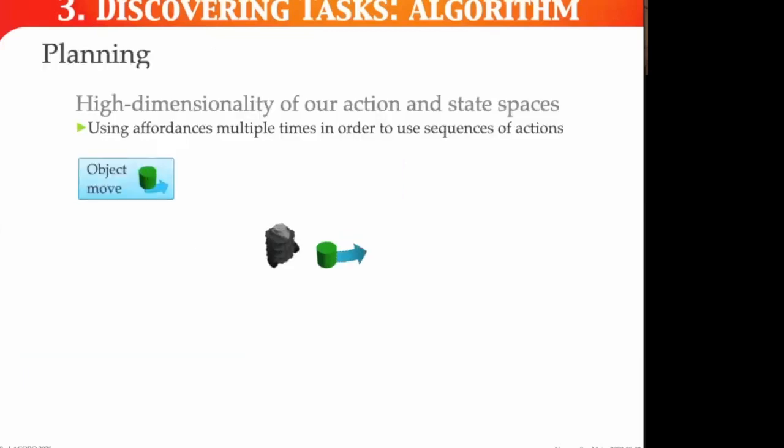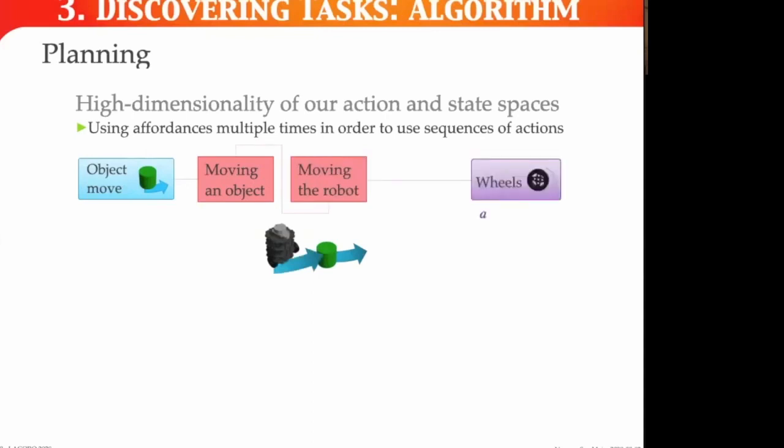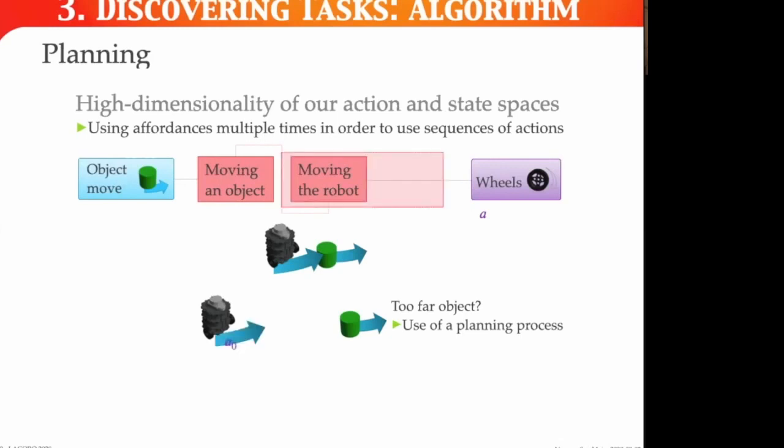It can also use affordances multiple times in order to use a sequence of actions. Let's say that, again, it wants to move an object. Then it uses the model moving an object, which uses the model moving the robot. And this outputs a command, an action A, on its wheels. And it can reach the object and push it. But what happens if the object is very far? In one time step, it can't reach the object. Then we need to use a planning process. It uses the model of moving the robot several times so that the robot can get nearer and nearer the object to reach it.